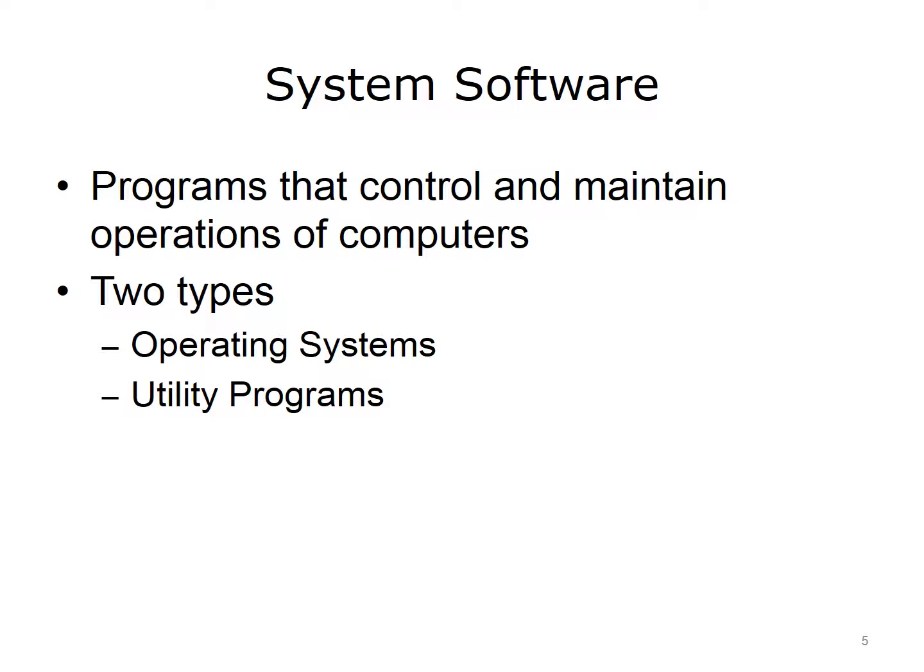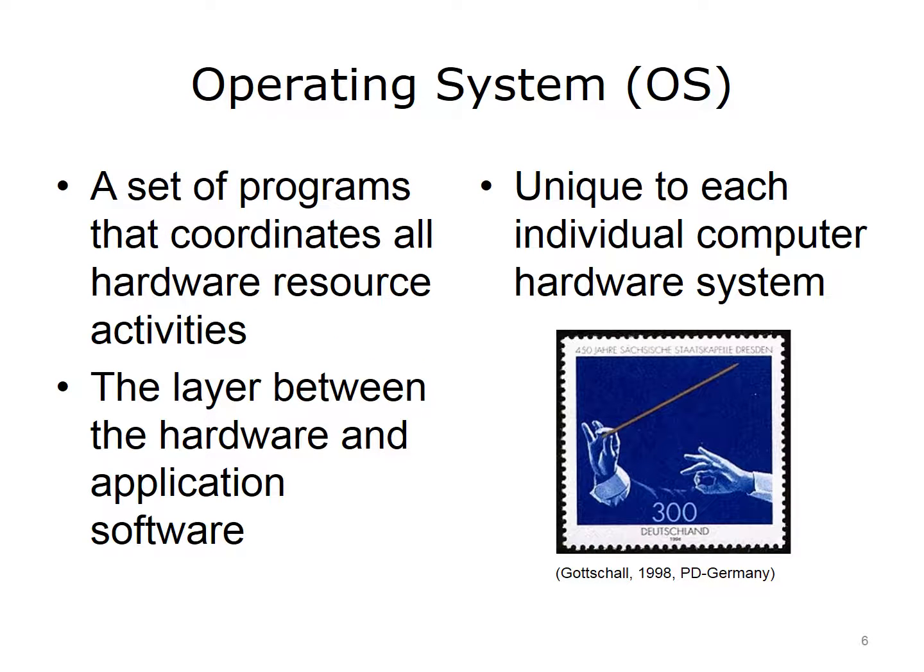System software consists of programs that control and maintain the operations of a computer. There are two types of system software: operating systems and utility programs. Often the distinction between these two types is not clear, because utility programs may be considered to be part of the operating system. The operating system of a computer is the set of programs that coordinate all the activities of the computer, including all the hardware, commonly referred to as resources.